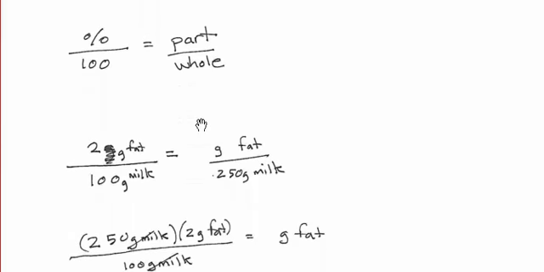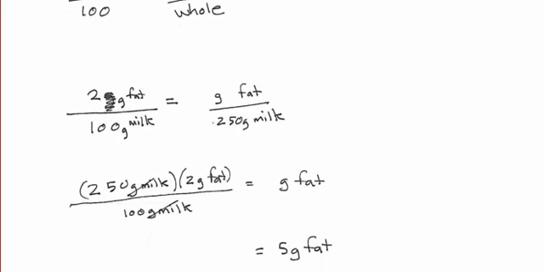When we use a proportion to solve a percent problem, on the left-hand side we put the percentage divided by 100, because that's what a percent is, some number per 100. And then on the right we have our part divided by our whole. So plugging in what is given to us, our percentage is 2, so 2 goes in our numerator and 100 goes in our denominator.